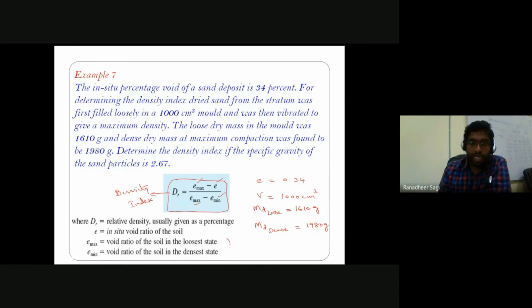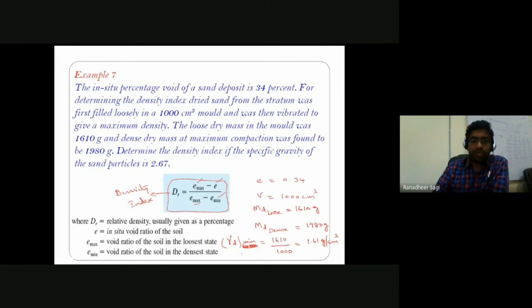Okay, so gamma D loose, or instead of writing it as loose, in the loose packing arrangement, what will be the dry unit weight of the soil? We can also write it as the minimum dry density of the soil, because when the particles are in a loosest state, obviously the density we attain for that particular soil is going to be the minimum density. So my gamma D minimum is nothing but 1610 by the volume, that is 1000, which I can write as 1.61 gram per centimeter cube.